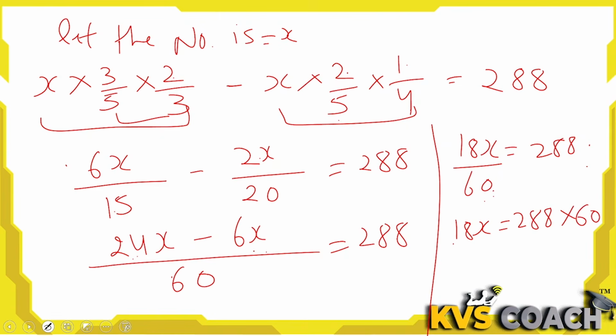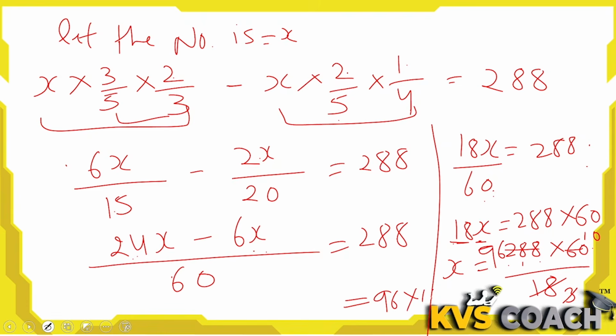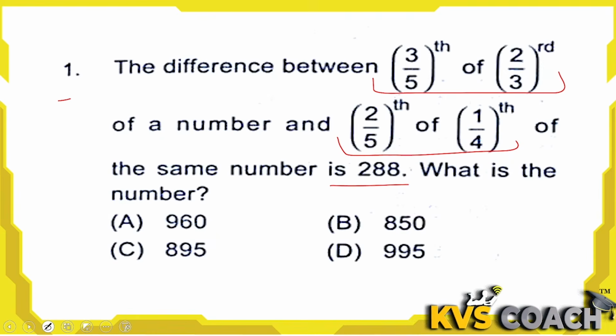Now we have to find the value of x. Then x is equal to 288 into 60 by 18. 18 is in multiply here, so on the right side it will divide. 60 by 18, let's calculate. 6 3s are 18, 6 10s are 60. Here 3 9s are 27, then 1 is remainder, 3 6s are 18. 96 into 10 is 960. So the right answer here is 960. The value of x is 960.